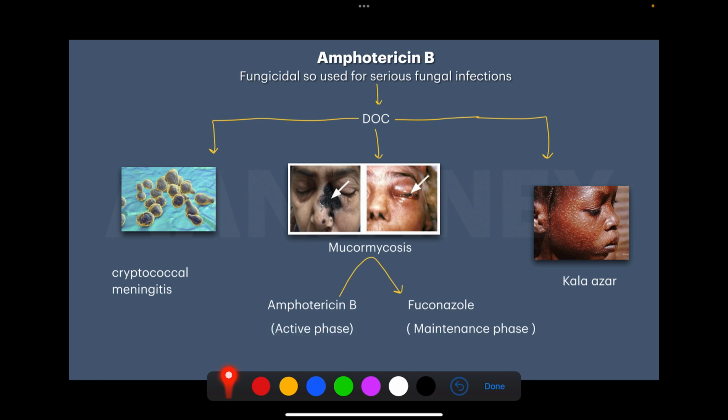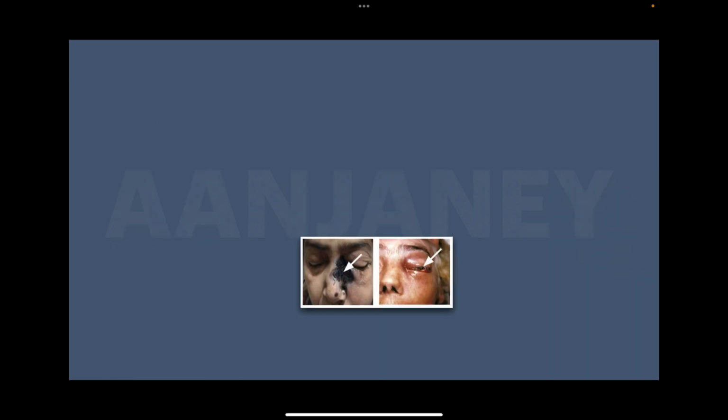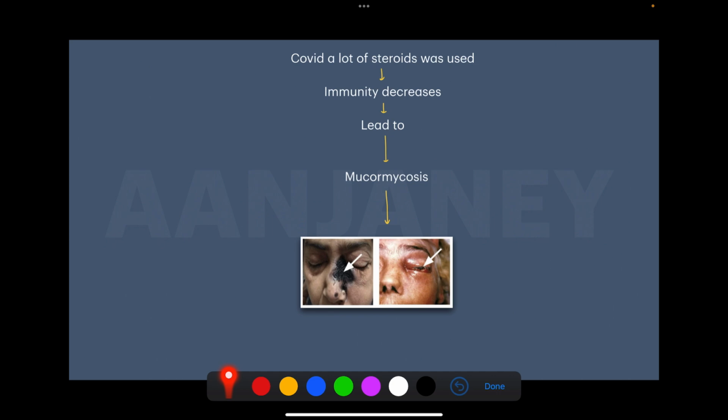But amphotericin B is given initially in the active phase. For the maintenance phase, we have to shift to fluconazole. We'll study fluconazole in the next slide. It's a systemic azole. So for the active phase we are giving amphotericin B and for the maintenance phase we are giving fluconazole. Done. An interesting fact about mucormycosis is that during COVID we used a lot of steroids. So the immunity decreased and it led to mucormycosis in a lot of patients, right?